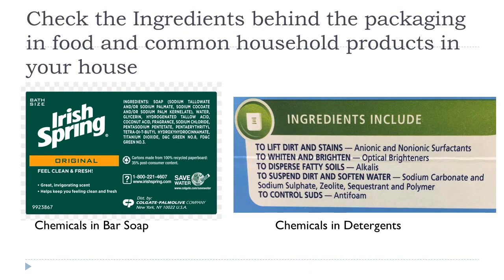And next one, here two pictures are there. Check the ingredients. What are the chemicals used in these products? Just check what are the ingredients used here. Begin with the packaging in food and common household products in your house.